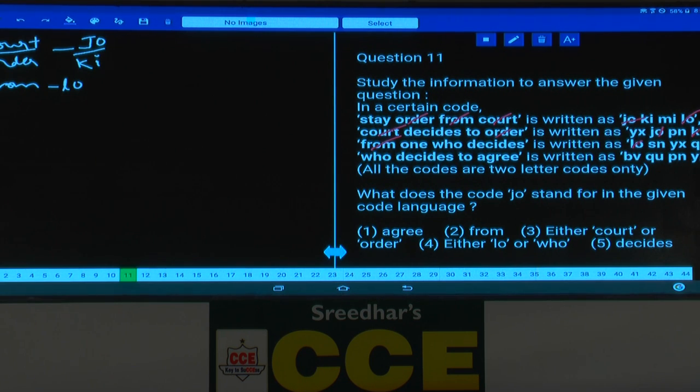Then what is left over here? Now stay is the word left over in statement 1. Then what is the code here? MI. And the code to the word stay is MI. Stay MI. Then compare the second and the third.